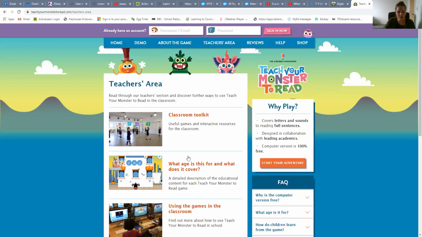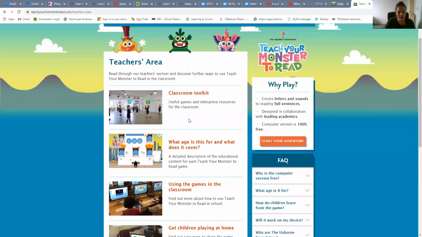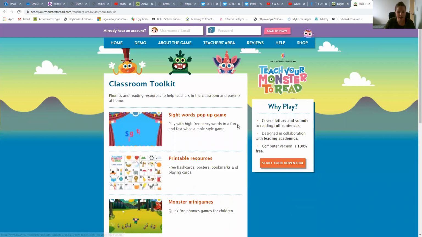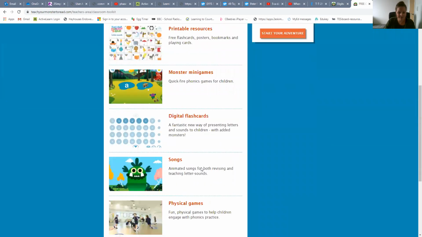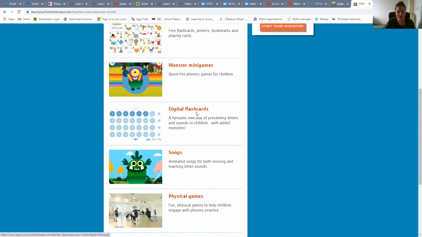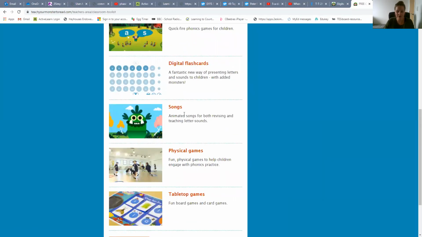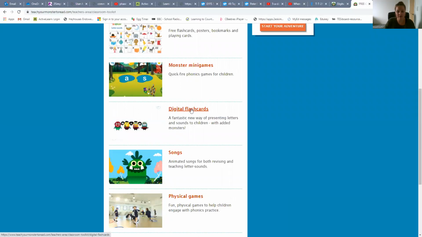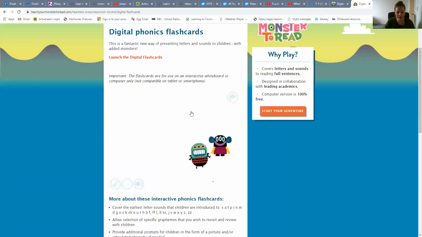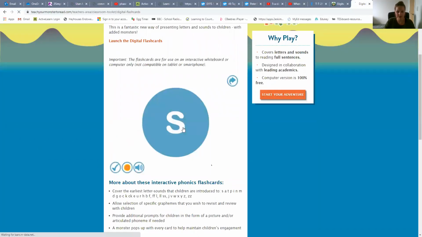So there's classroom toolkit. If we click on that, there are some sight words, pop-up games, some resources you might find useful, some monster mini games, which I think some of the children might really enjoy, some flashcards, which is what I'm going to use for you today, some songs, which we've looked at in school, and some game ideas. Okay, so we're going to have a look at the digital flashcards today. So you can look at these at home as well.